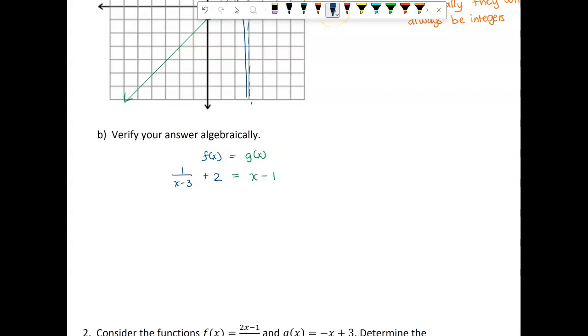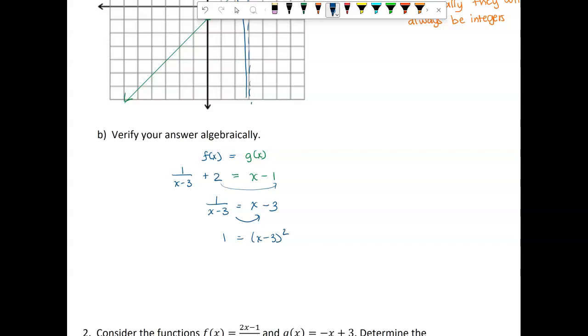So now I'm just going to solve it. Reminder that what we're going to try to do is first make it just one fraction and one fraction. So I'm going to move 2 to the other side. So I get 1 over x minus 3 equals x minus 1 minus 2, which will be x minus 3. And what we could do in this case is bring x minus 3 over. So it becomes 1 equals x minus 3 squared, because I'm multiplying x minus 3 times x minus 3.